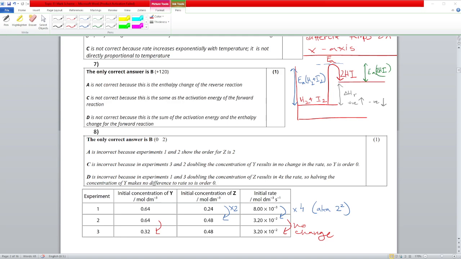This is the bit that has the value of 173. And remember, if an arrow goes up, it is always a positive number. If an arrow goes down, it's always a negative number. That's what this bit under the delta HR is saying. So the activation energy to go from H2 plus I2 all the way to EA is 173.